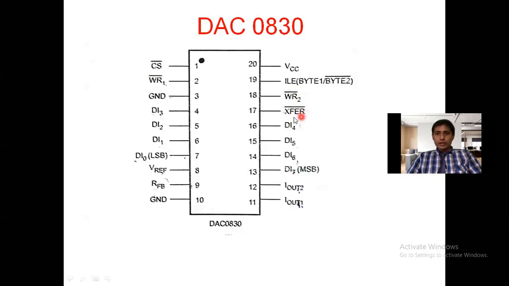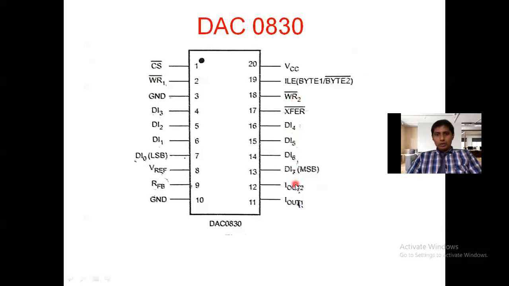Now let us see what XFER bar is. Only one function: this pin is used to activate only the WR2 bar signal. For that purpose only we are using it, and this pin is activated by using processor commands. Based on the processor, the 8086 processor will activate XFER bar, and accordingly XFER bar will activate the WR2 bar signal. Whenever the signal is activating, data will move from the input latch register to the DAC register.